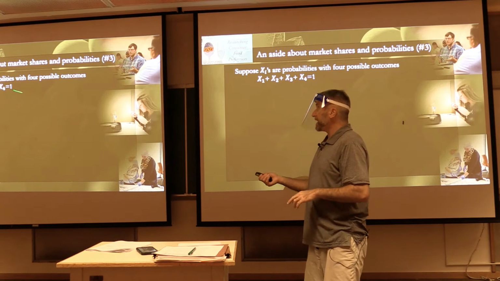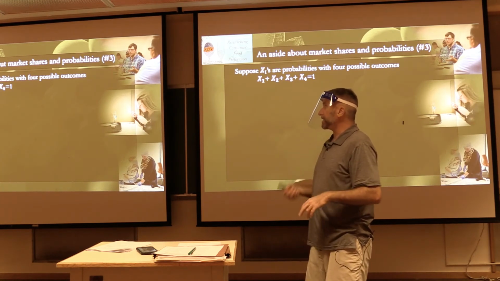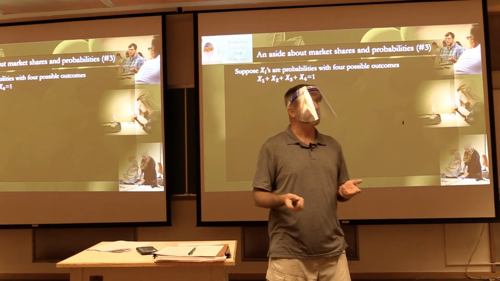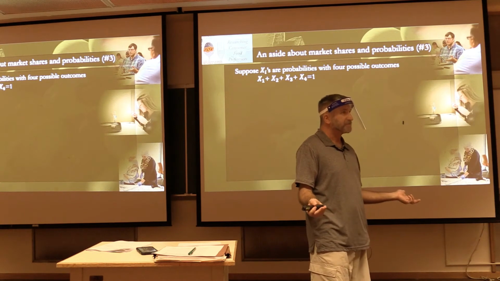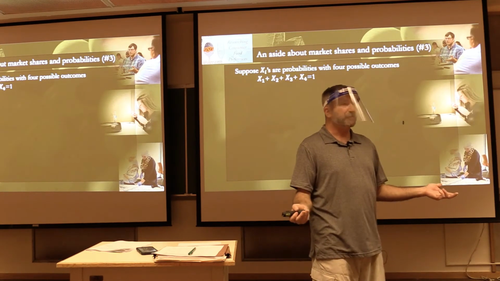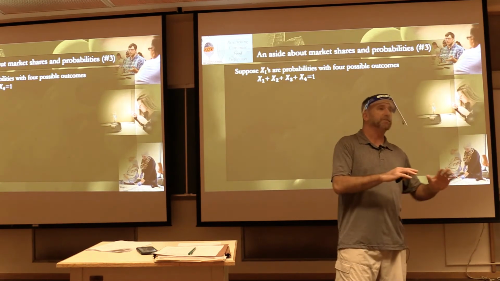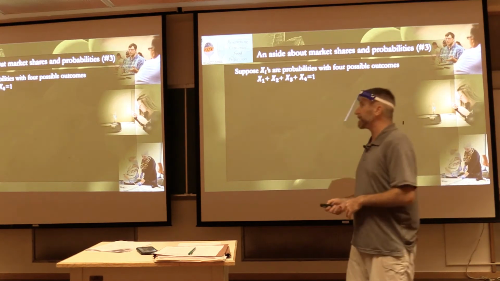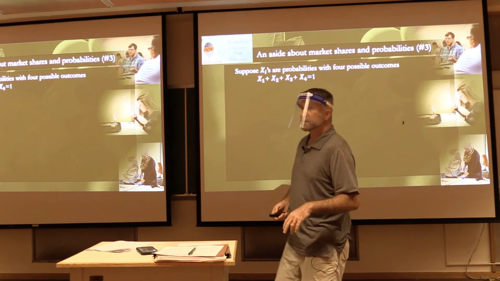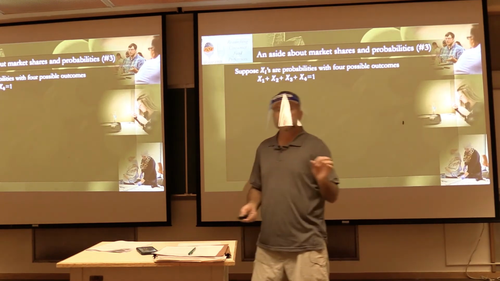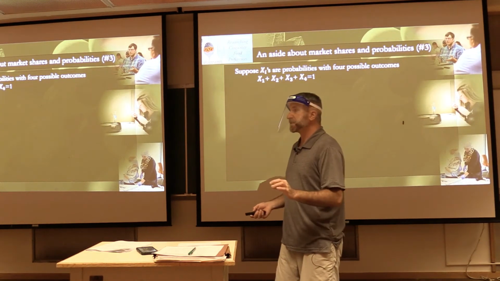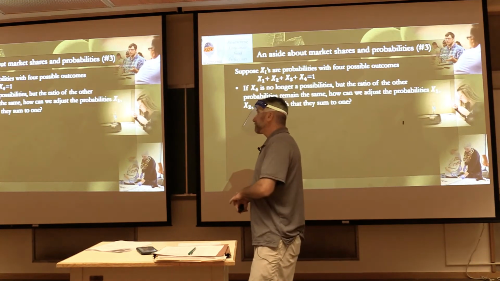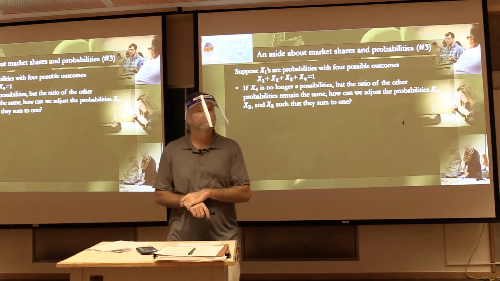And suppose we have 4 different probabilities here, X1, X2, X3, X4. Maybe those are 4 different products. And we know that that's all one product, so if someone buys one, they have to buy one of those 4, and so those probabilities sum to 1. But now, and you'll see a realistic case of this in a minute, suppose we have a scenario where X4 is no longer a possibility.